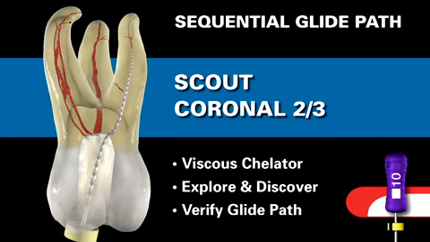Anytime I'm going into any part of a canal where I've never been before, I need forgiveness and I need the viscous chelator. The TIN file now can be used to explore and discover and to negotiate a portion of the canal. Even in longer, narrower, and more curved canals, we can usually carry a TIN file about two-thirds of the overall expected working length of that canal. Once we have the TIN file up about two-thirds of the way, let's move the file in and out in little short amplitude strokes to verify that we have a glide path in preparation for mechanical canal preparation.